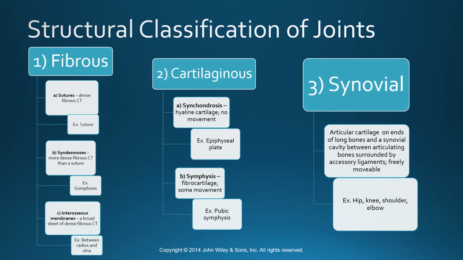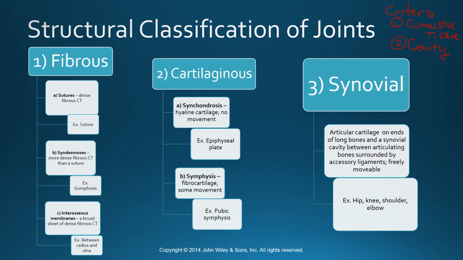The structural classification of joints is based on two criteria. First thing that we want to look at when we are classifying these joints structurally is the type of connective tissue that binds the bones together. And then secondly, we're looking at the presence or absence of a space between the articulating bones, and this is called a synovial cavity. So we're going to be looking at the presence or absence of a synovial cavity.